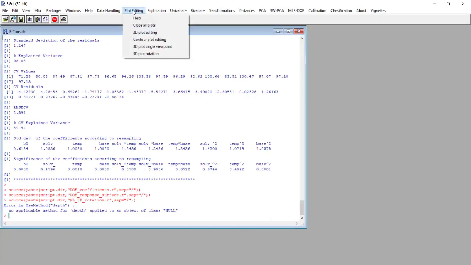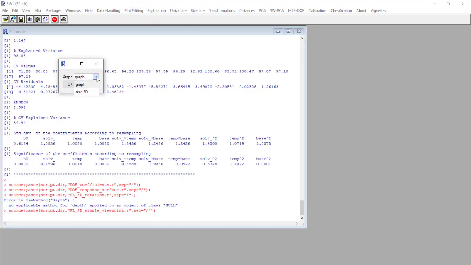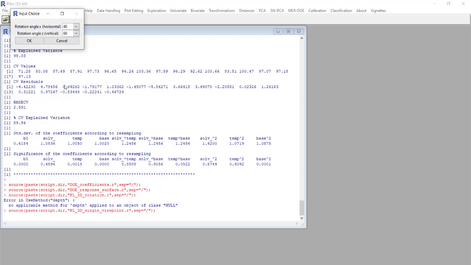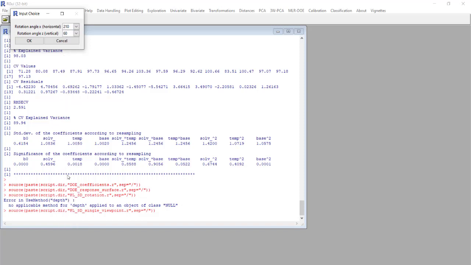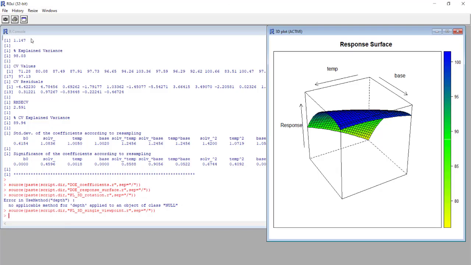We close this, and we go again in plot editing, 3D plot single view. In this case we select RESP3D as before. The vertical axis was 60, and we leave it like that, and we select the angle, that is 210. Okay, in this case we obtain the graph with the rotation and point of view that we selected, and we keep this to be used in a separate document.